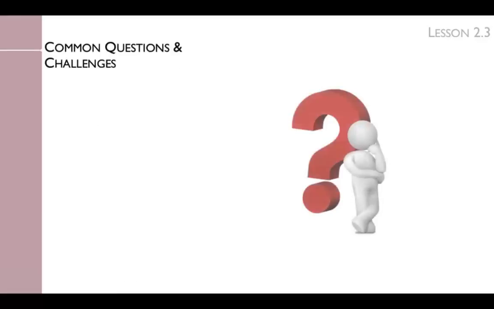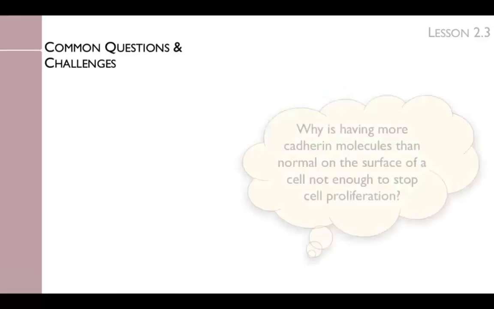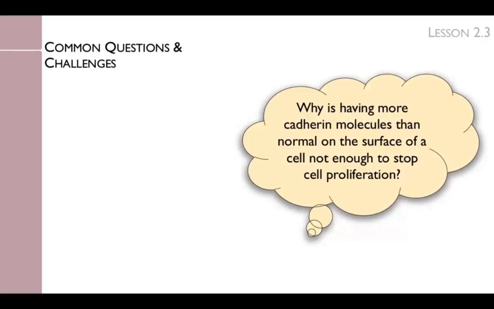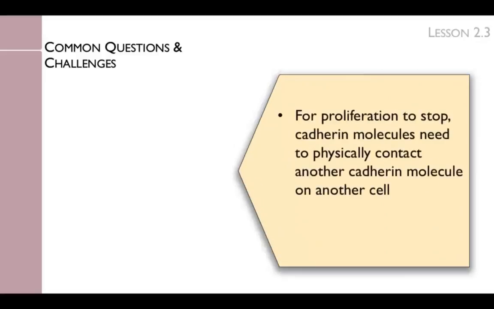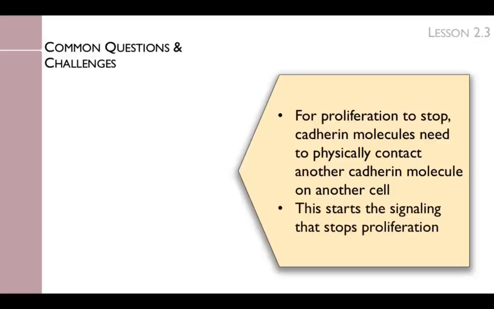One of the most common questions students ask is, why is having more cadherin molecules than normal on the surface of a cell not enough to stop cell proliferation? For proliferation to stop, cadherin molecules need to physically contact another cadherin molecule on another cell. This starts the signaling that stops proliferation.